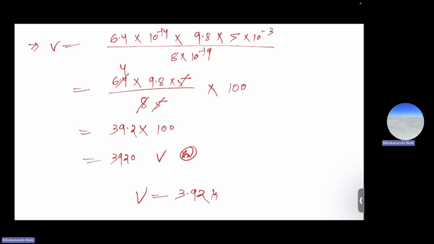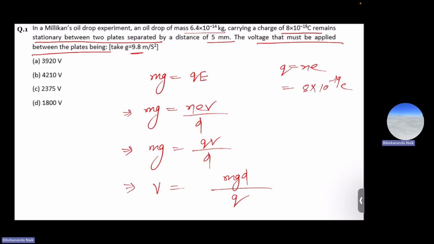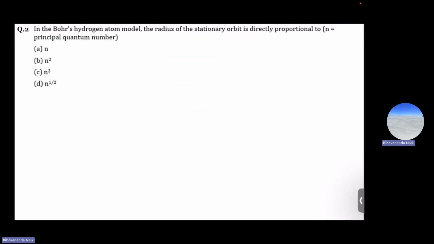So the voltage applied is 3.92 kilovolt or 3920 volt. So the correct option is option A, 3920 volt. I hope this is clear to you. Now we'll move to question number 2.